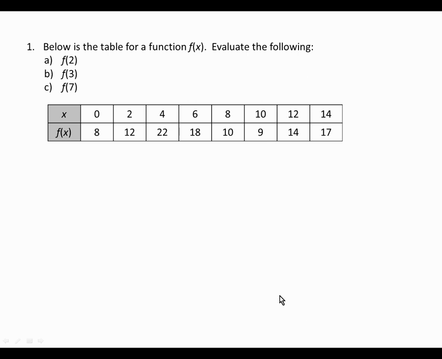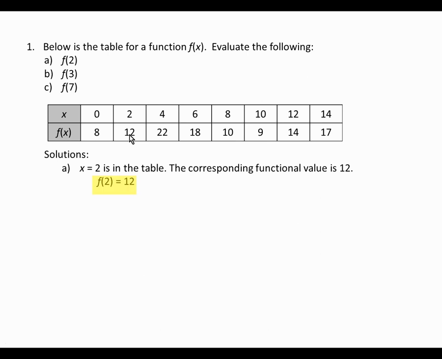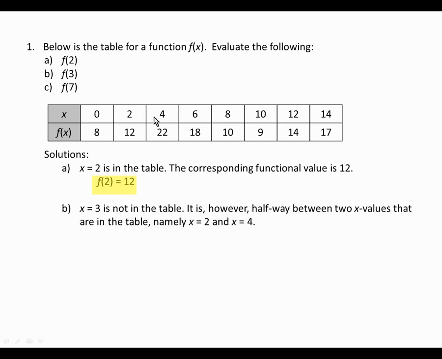So the first part A, f of 2. Notice x being 2 is in the table. So f of 2 is going to be 12, just like the previous examples we did. For part B, f of 3, notice 3 is not in the table. But 3 is halfway between 2 and 4. So it's exactly halfway between two independent values given. So I want to take the average of these two values. That is the most reasonable guess, because that's what we're doing. We're guessing what the functional value would be.